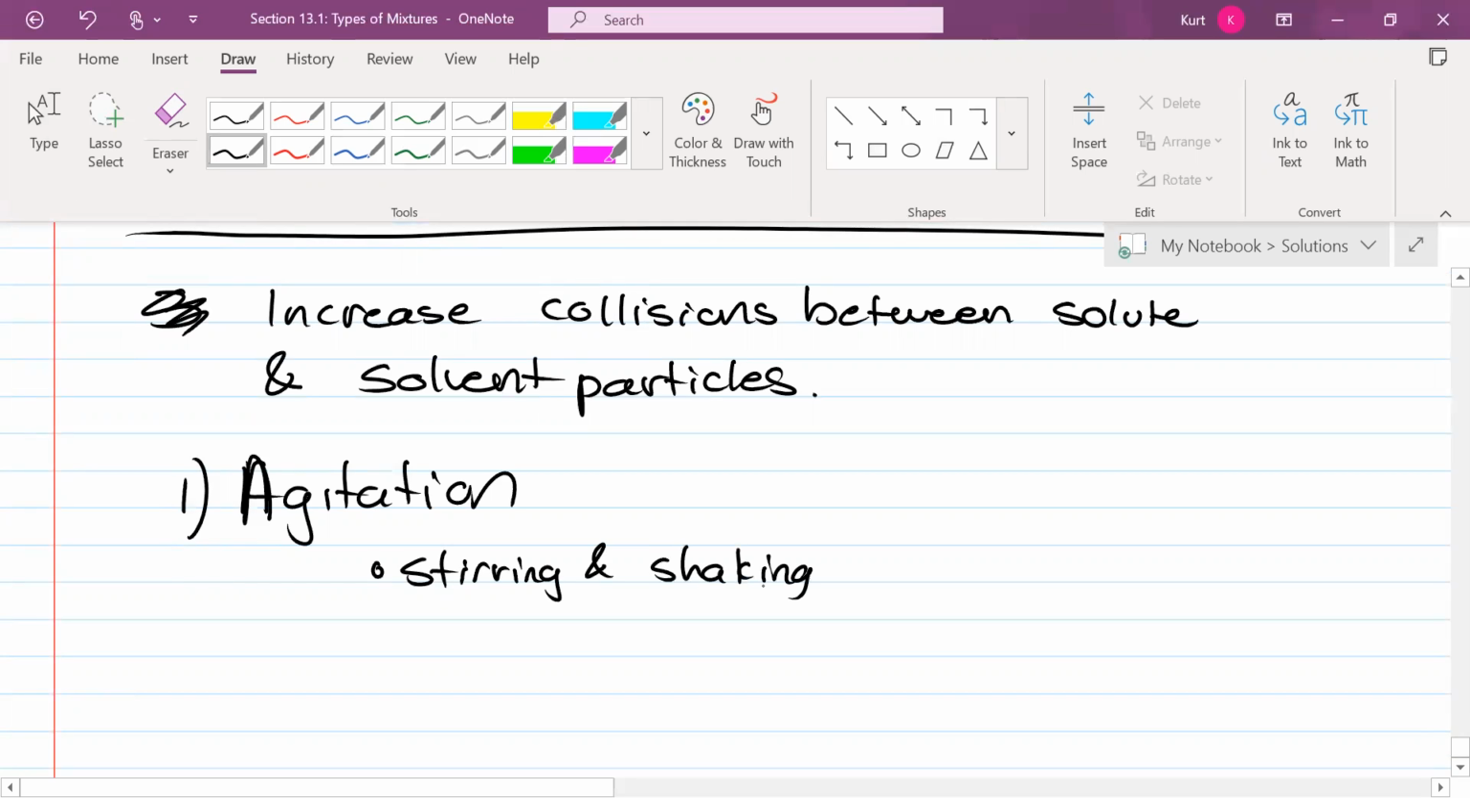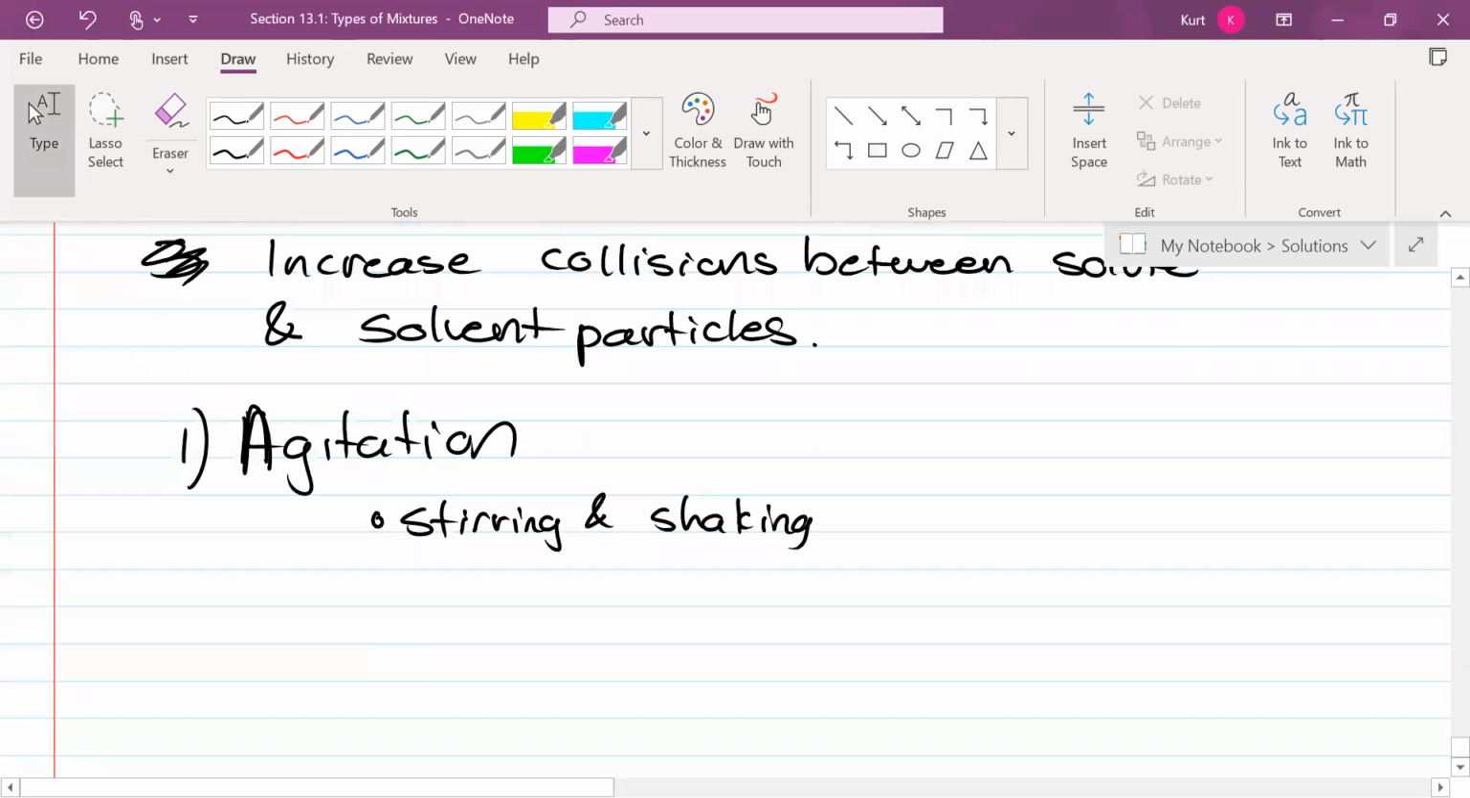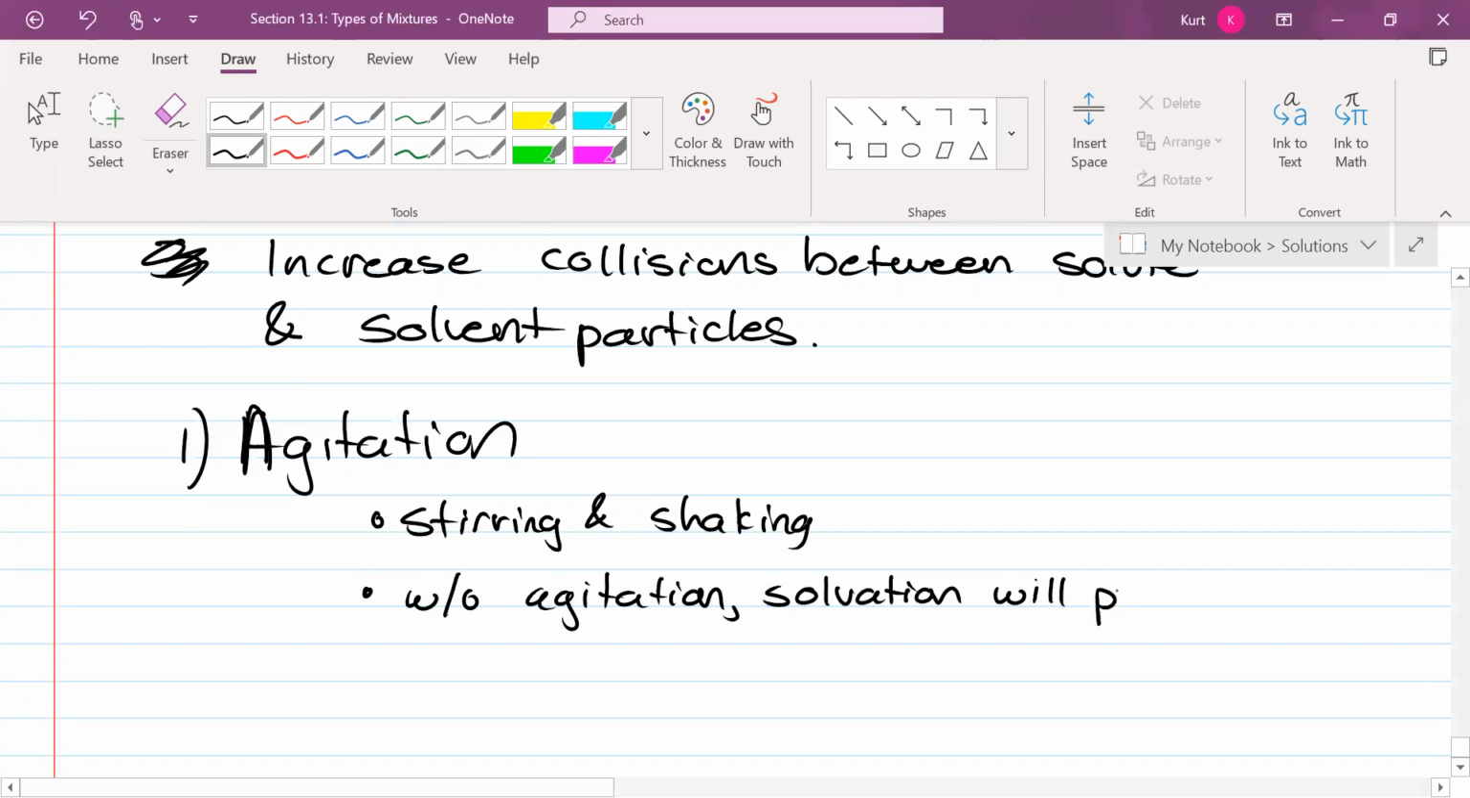This is going to help you dissolve, or I should say, solvate solute particles more. Now, things will likely solvate. This just makes it go faster. So without agitation, solvation will be slower. I mean, it'll happen. You just want it to happen fast.